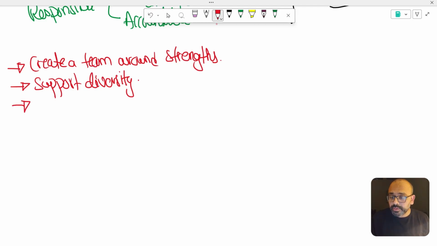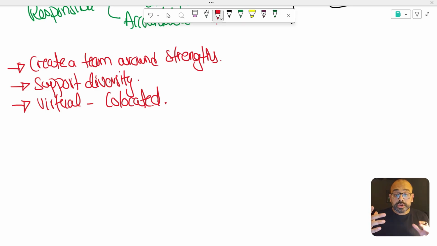Then we have a concept of virtual or co-located team. Look for both options when you are forming your team members. A virtual team is one which is geographically dispersed, not in the same location. Co-location means same location. Always prefer co-location over virtual, because in co-location communication is easy. And remember, one of the principles of Agile, face-to-face communication is the best way of communication when it comes to managing team.